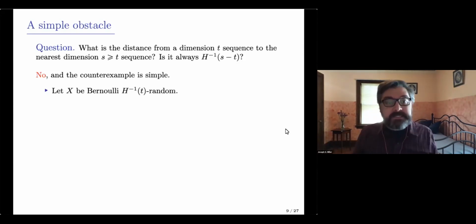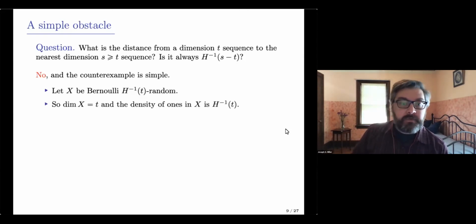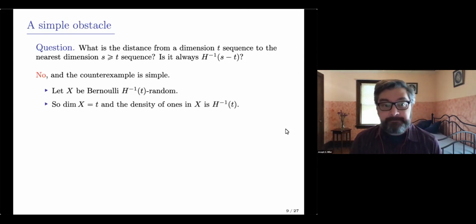If x is a Bernoulli h inverse of t random, why did I choose h inverse of t? Well, that's so the dimension is exactly t. And it also means that the density of ones is h inverse of t.